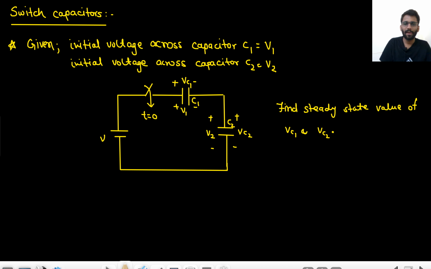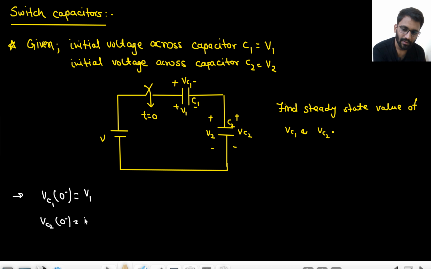So we have a capacitor C1 with initial voltage V1. Then we have a capacitor C2 with initial voltage V2. Both are connected in series, and there is no switch, nothing. Both are open-ended, so no current is flowing through them. So they will hold their voltage, right? So basically VC1(0-) is V1 volts, and VC2(0-) is V2 volts, right?